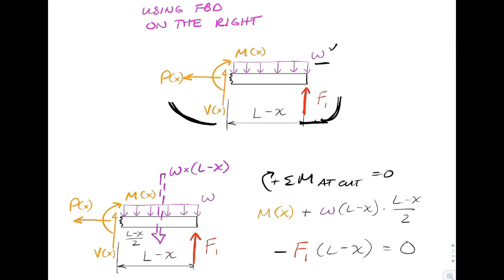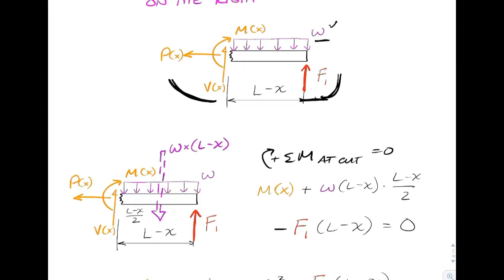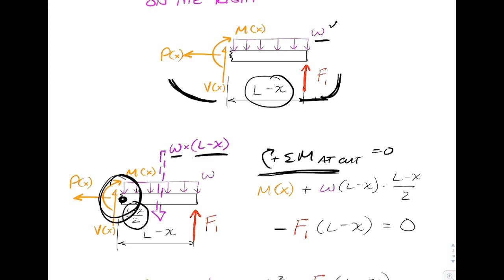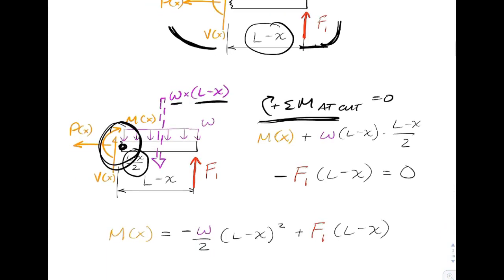So we're going to use statically equivalent again. So we take that distributed load W multiplied by the length, which would be L minus x. It gets put at a distance L minus x over 2. And all we do is just statics. So we're going to spin a moment right there at the cut again, and we end up with an expression for M of x.